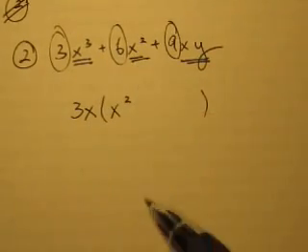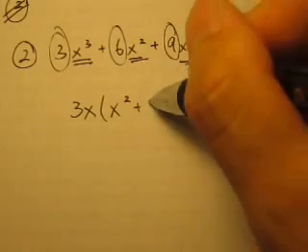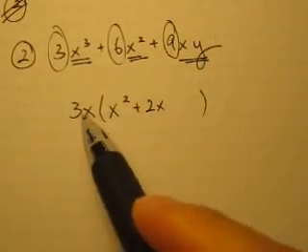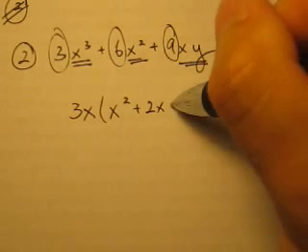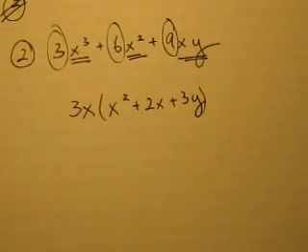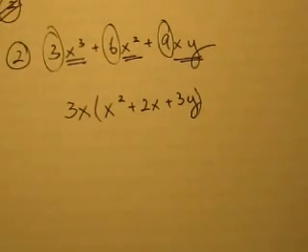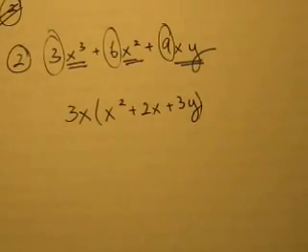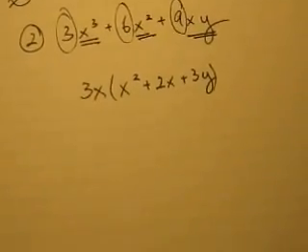3x times what gives you 6x squared? The answer is 2x. 3x times what gives you 9xy? The answer is 3y. Okay? These things come naturally as you practice more and more. It doesn't happen overnight, but with more practice, it does happen. So there you go, that's your factored form.